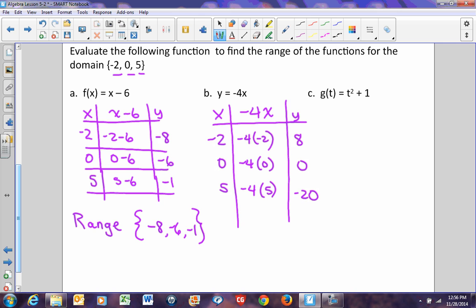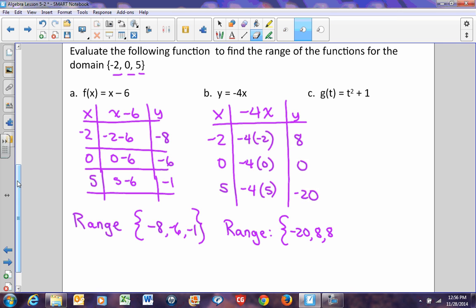So my range here, listed from smallest to largest again. Always list your range from smallest number to largest number. Is going to be negative 20, 0, and then 8.